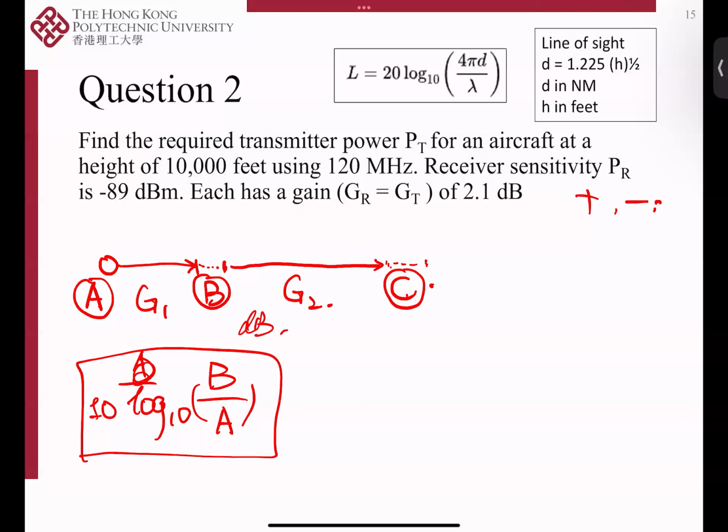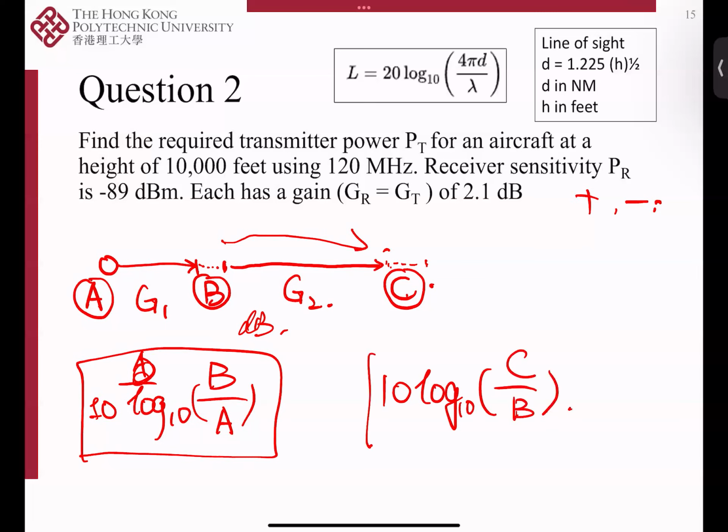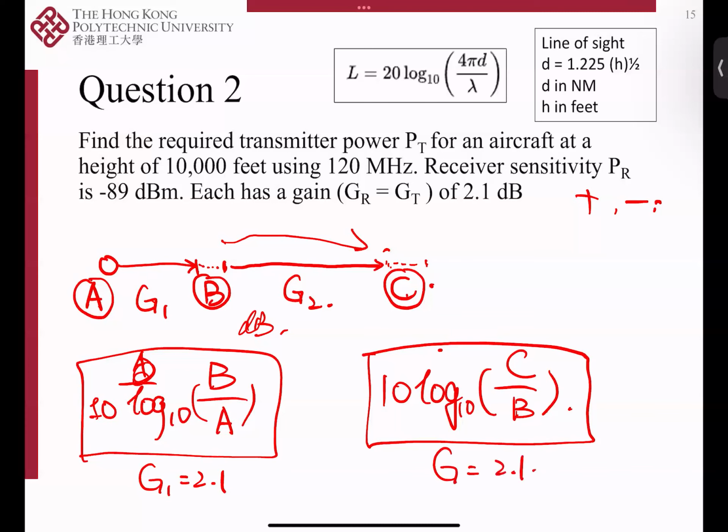And after that, we'll have another part of the propagation. In here, we also have a similar comparison, looking like this, in terms of C compared to B. And this one will have this gain. Let's say, for example, this gain is equal to 2.1, and the other part is also gain equals 2.1. Let's get rid of the loss of power in here, so that we have these two parts.